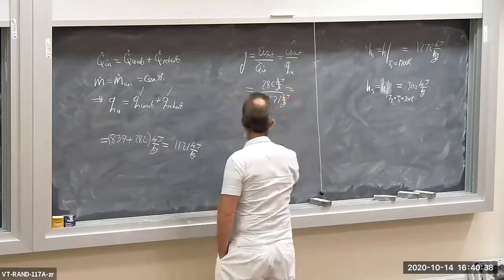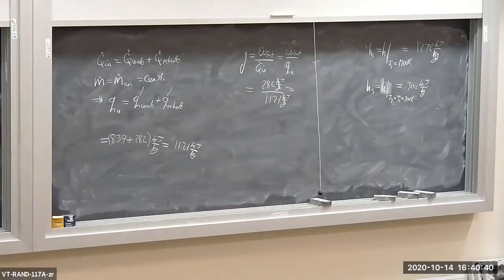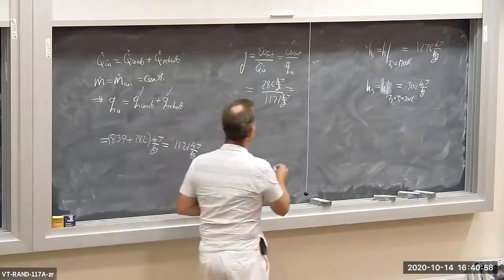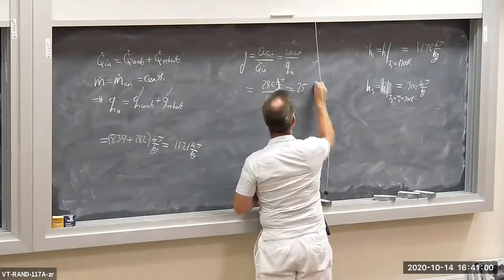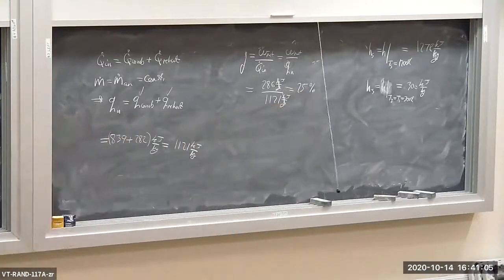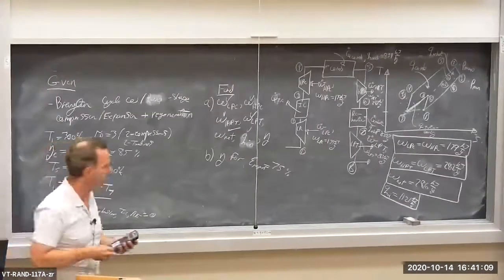Kilojoules per kilogram cancel out. I get 281 divided by 1121. And I get 25%. Okay? So the efficiency of this thing is 25%. That's without any regeneration going on. We're going to talk about that in a minute.